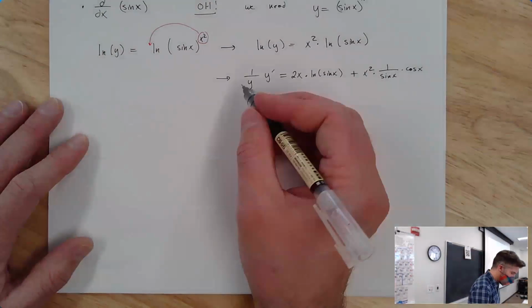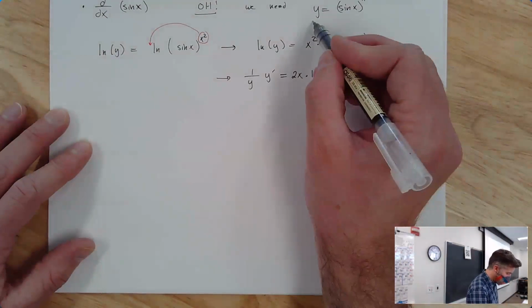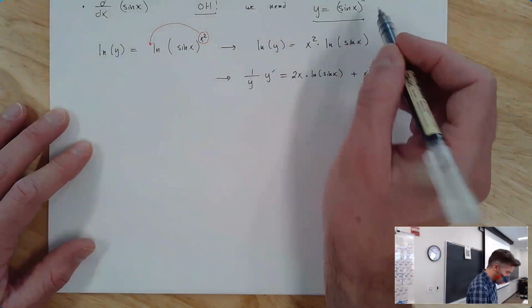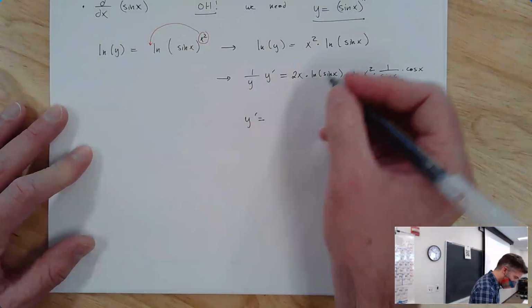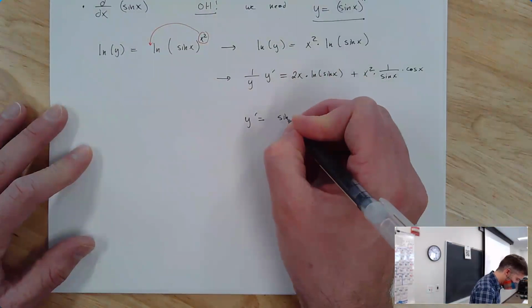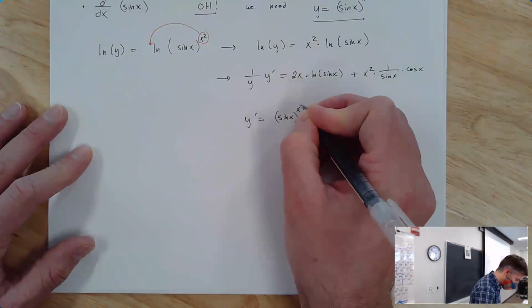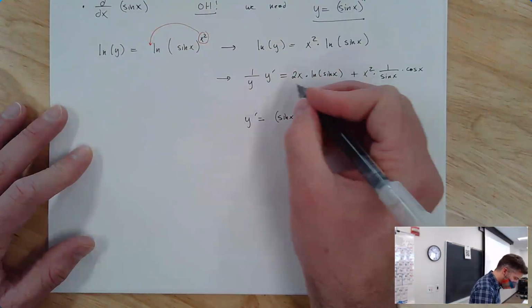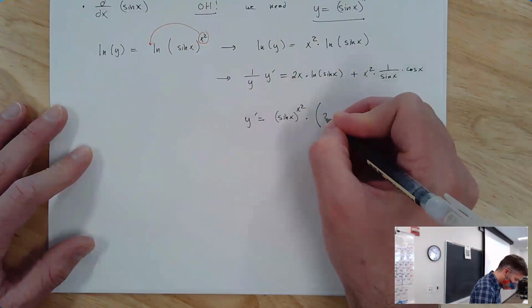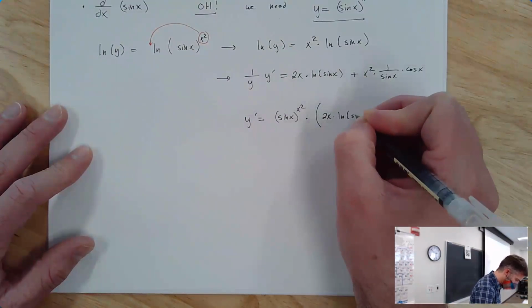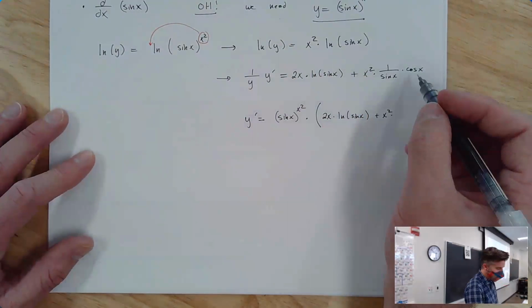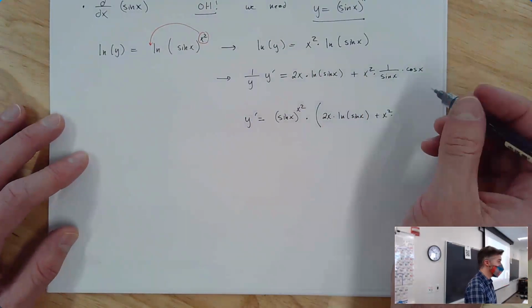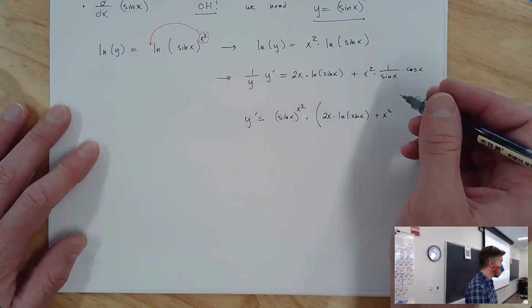So I'm going to multiply both sides by y, but I know y is really that. So y prime is going to equal my y, which is sine of x to the x squared, times all of this: 2x times natural log of sine of x plus x squared times, instead of 1 over sine times cosine, I should say cotangent. Because cosine x over sine x is cotangent of x.